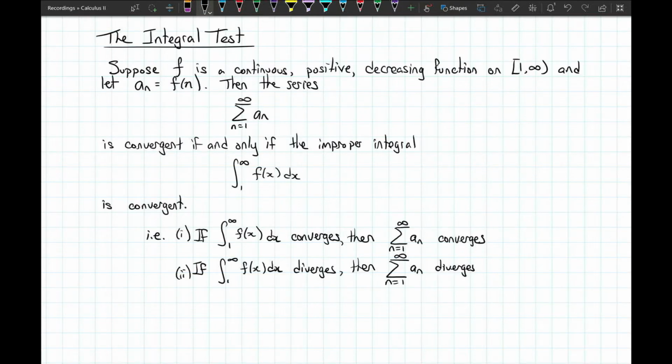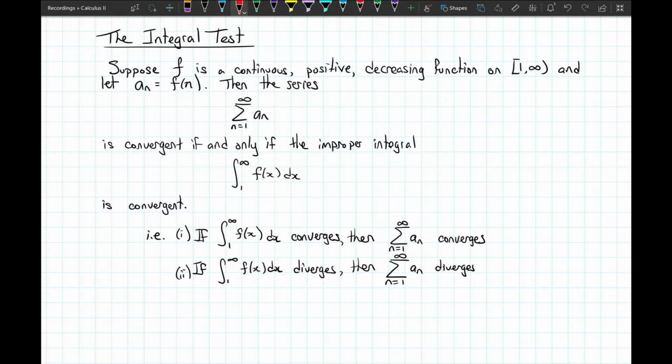The integral test says that if f is a continuous positive decreasing function over the interval from 1 inclusive to infinity, and if each term in our series can be written out as just f of n, then that series is convergent if and only if the improper integral from 1 to infinity of the function is convergent. That means that if we find that its improper integral from 1 to infinity is convergent, then so is the series. And if the improper integral is divergent, then again, so is the series.